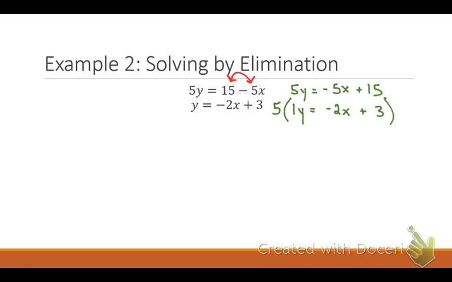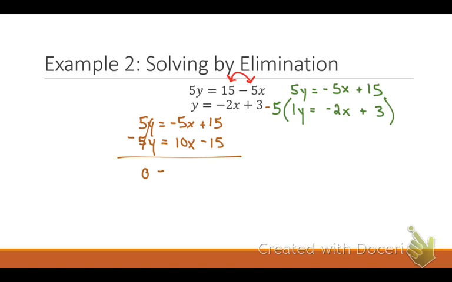So now, negative 5. I need to make it the opposite. So first equation, I rewrite one more time. 5y equals negative 5x plus 15. And then negative 5 times 1y is negative 5y equals positive 10x minus 15. Oh my goodness. Okay, so now let's bring everything down.